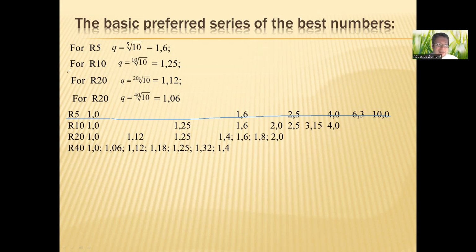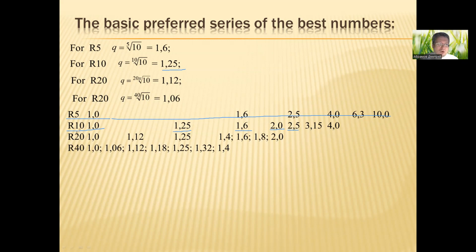For the next row, it's R10. q is equal to 1.25. First item, 1.0. Second item, 1.25, because q is equal to 1.25. And the next items, 1.6, 2.0, 2.5, etc.